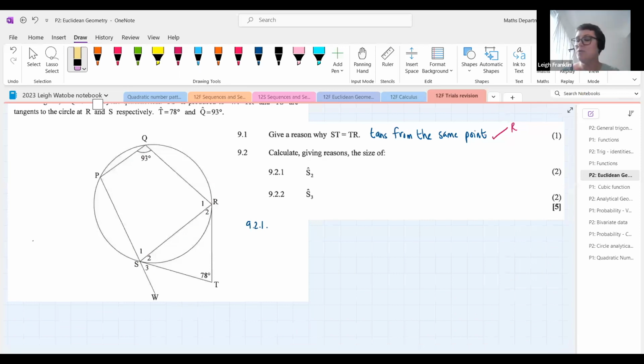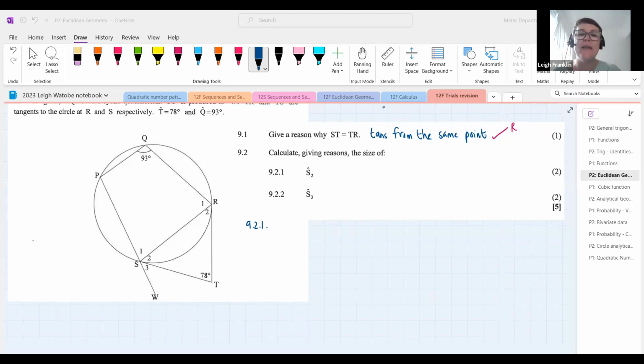Hi, ma'am. I think I have a way to solve 9.2.1. So in 9.1, we proved that ST and TR are equal. So we can say that S2 and R2 are equal because it's an isosceles triangle. And then since we have R2 and angle T, and we're looking for S2, we can use the sum of angles in a triangle. Beautiful. That's great. That's 100% perfect. All we've got to do now is put all of that down on paper.